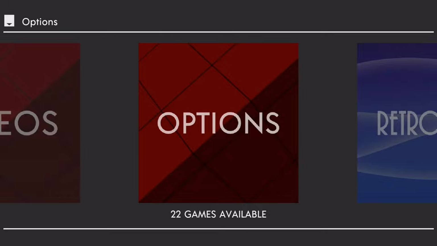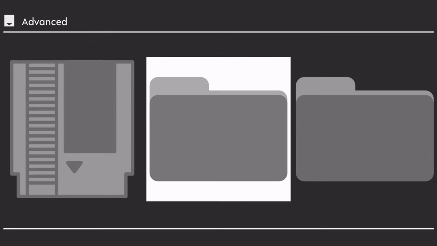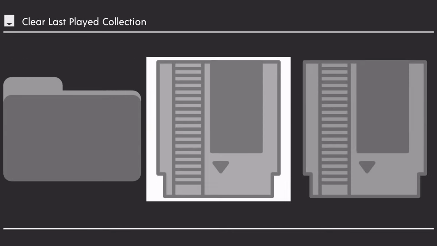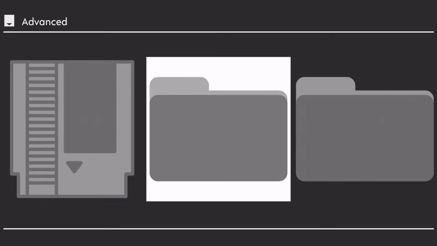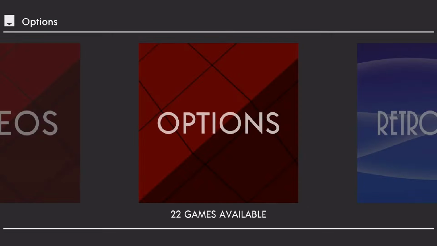I'm going to do a video today to show you some of the core functionality and overall emulation improvements of the 503. We're going to get started here in the options menu. The first thing to note is that in the advanced menu, you can switch to your main or your second SD. I recommend you use a second SD, and you can turn Wi-Fi on or off should you want to save battery power.